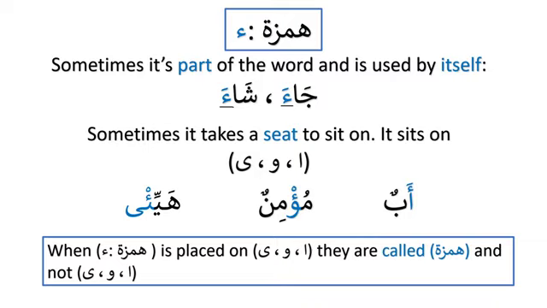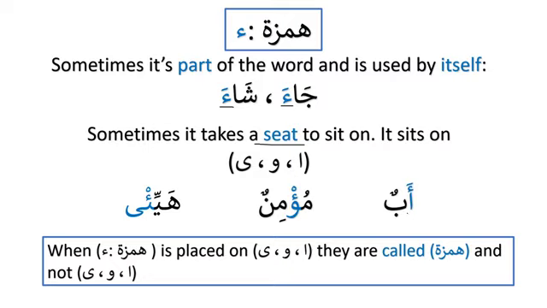Sometimes it takes a seat to sit on. So that's why we said it's delicate, because it needs a seat to sit on. It sits on alif, waw, and ya. So it has got 3 seats to sit on. One of them is alif.